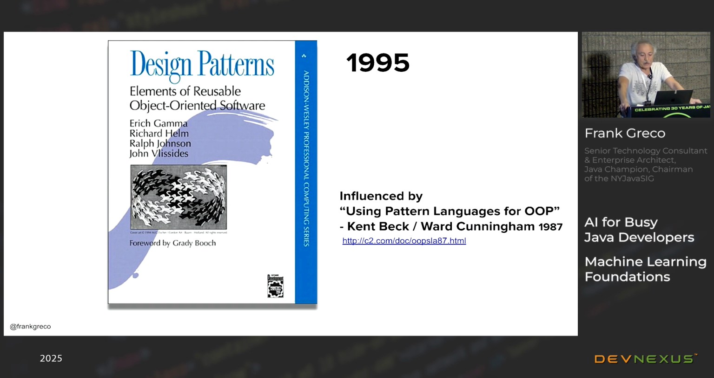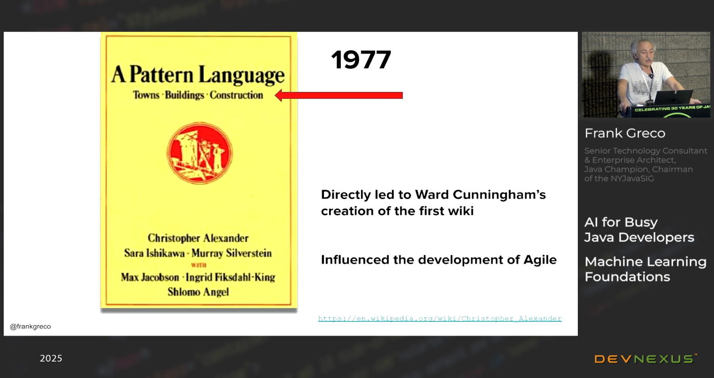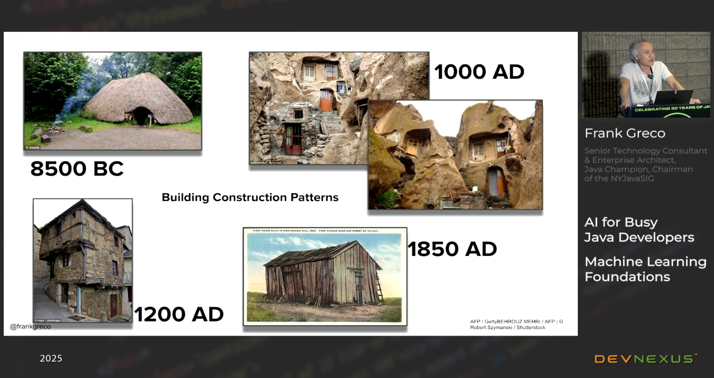Well, this book was patterned on a talk by these two gentlemen, Kent Beck and Ward Cunningham, very famous computer scientists, on using pattern languages for object-oriented programming. So that was patterned in that talk 10 years before that. Now, 10 years before that, that talk was patterned on this book, A Pattern Language. This book had nothing to do with software. It was about physical buildings. So this book was patterned on that, from buildings, from things that we built over centuries. So there's patterns beget patterns beget patterns.